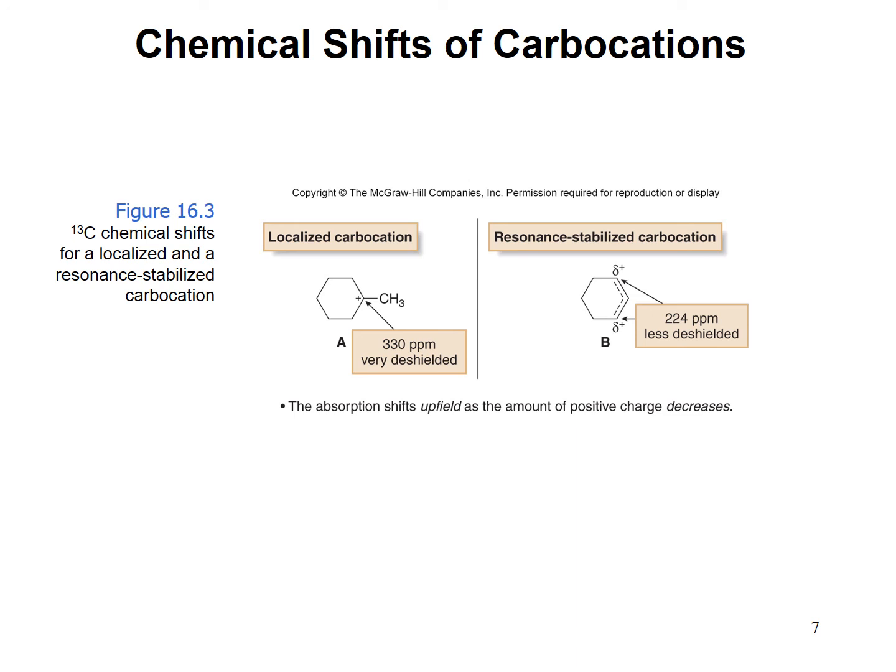The allylic carbocation, because you have delocalization of charge, is now going to be less deshielded. And the two carbocations in this example will show up at about 224 ppm.